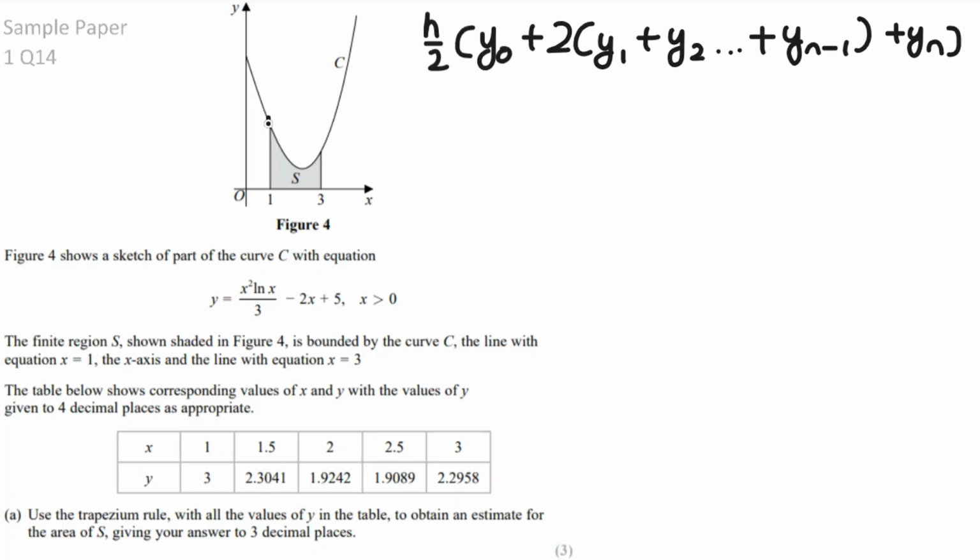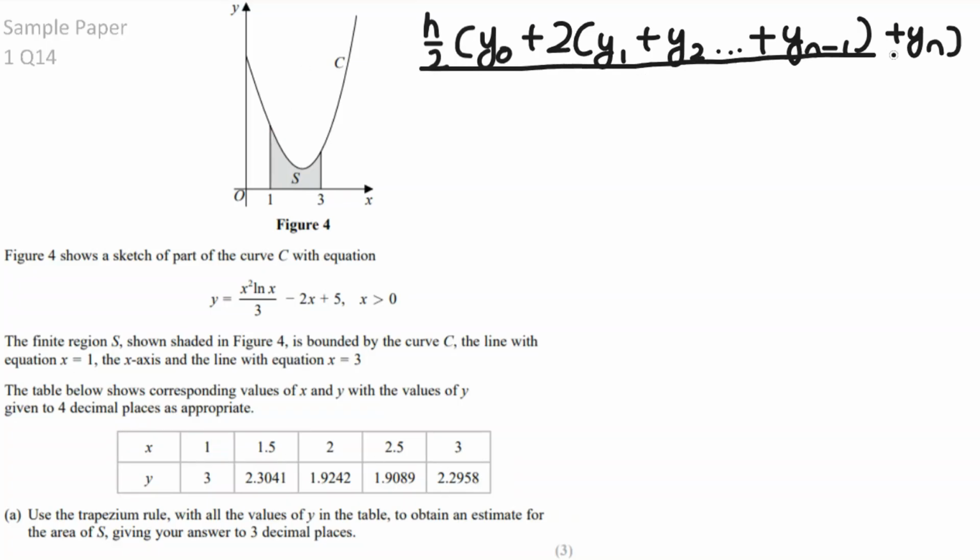And region S is underneath the curve, and it lies between x is equal to 1 and x is equal to 3, and we're given this table like before with corresponding values of x and y for this equation here, between 1 and 3 for x, and for part A we need to use the trapezium rule to get an estimate for this area of S here. So as it's underneath the curve between 1 and 3, we can use the trapezium rule, and we can use this table here as it lies between 1 and 3.